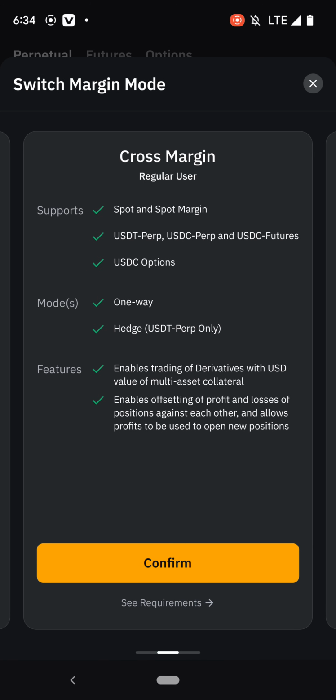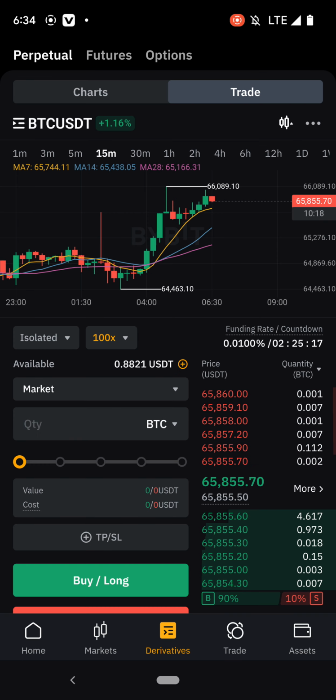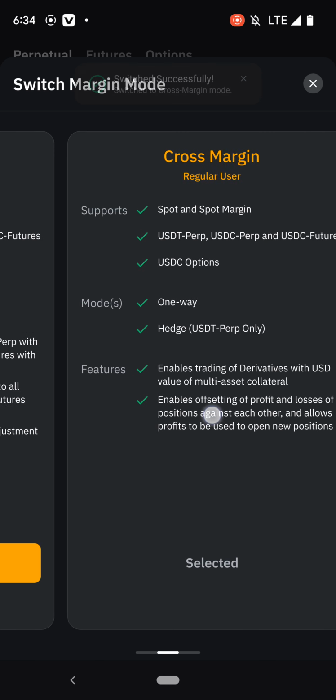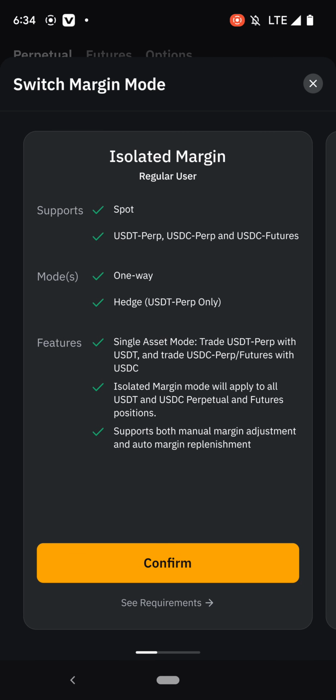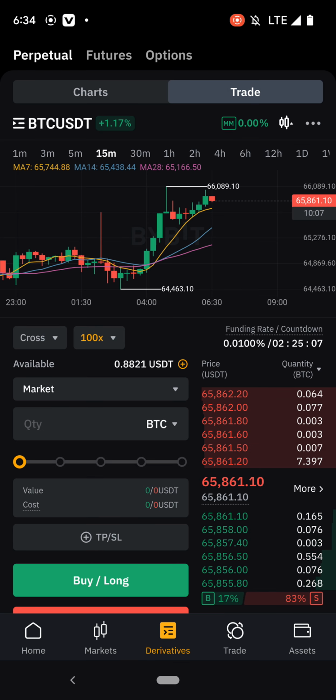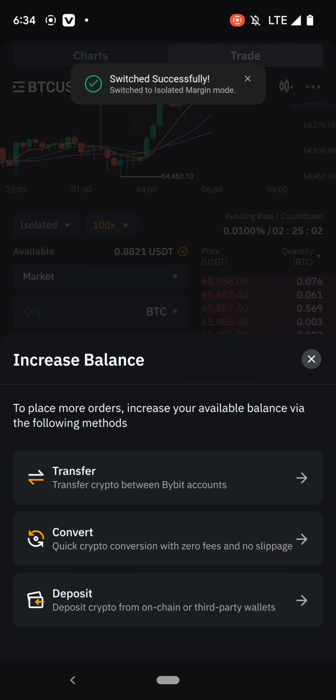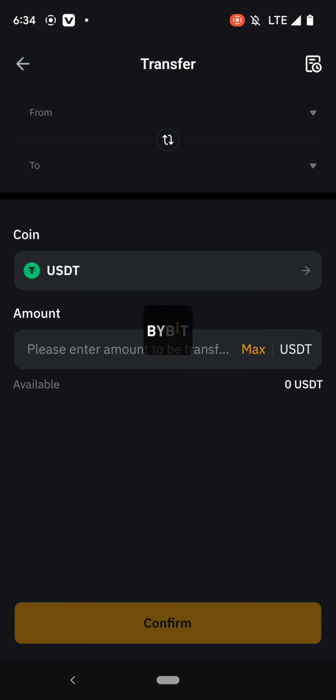But just take note that if you had cross at this particular level, just go and change it. Just click there and put isolated. When you are done putting isolated, the next thing is for you to transfer your funds.